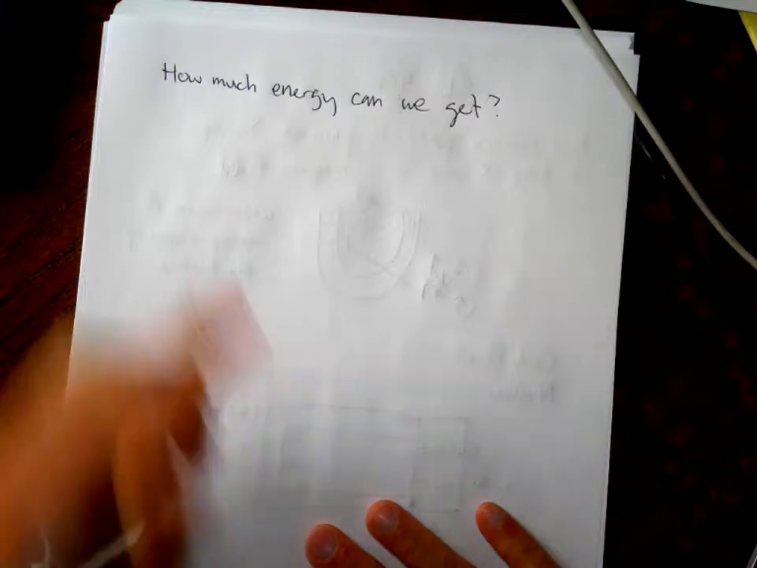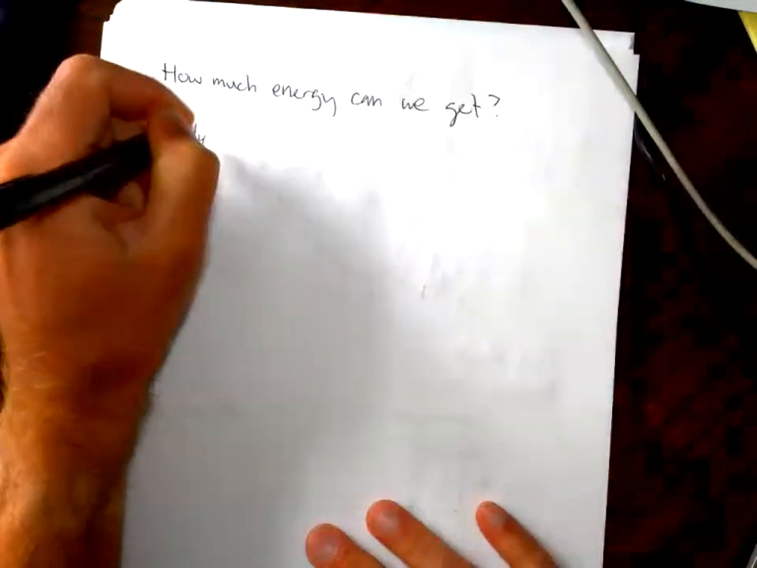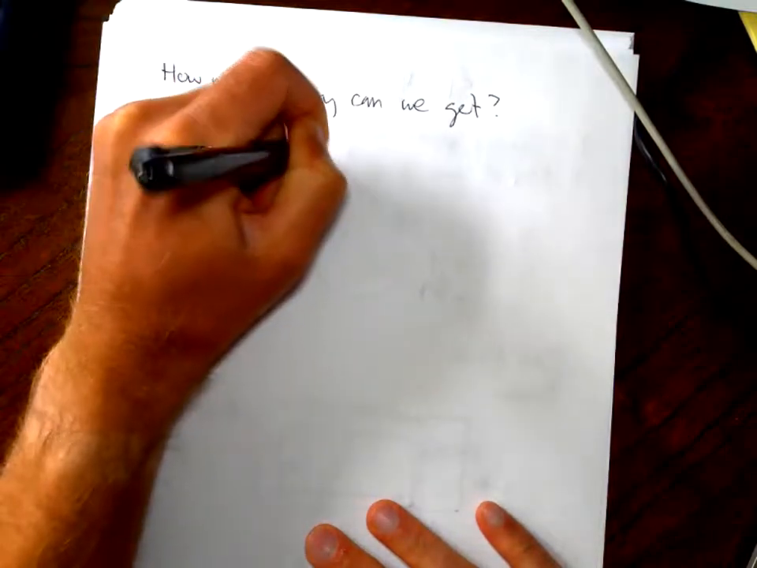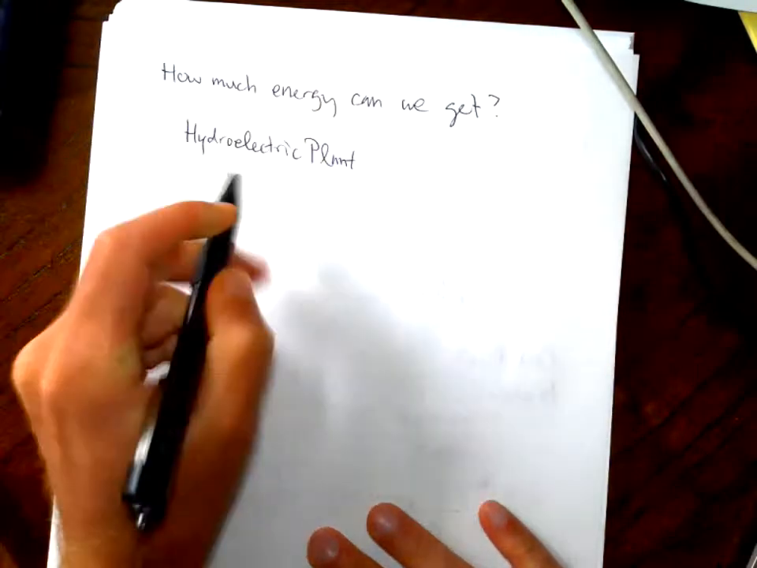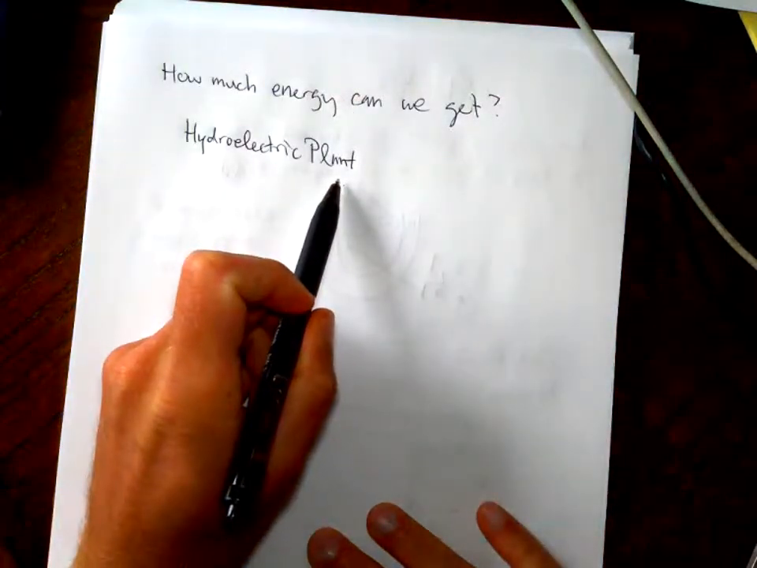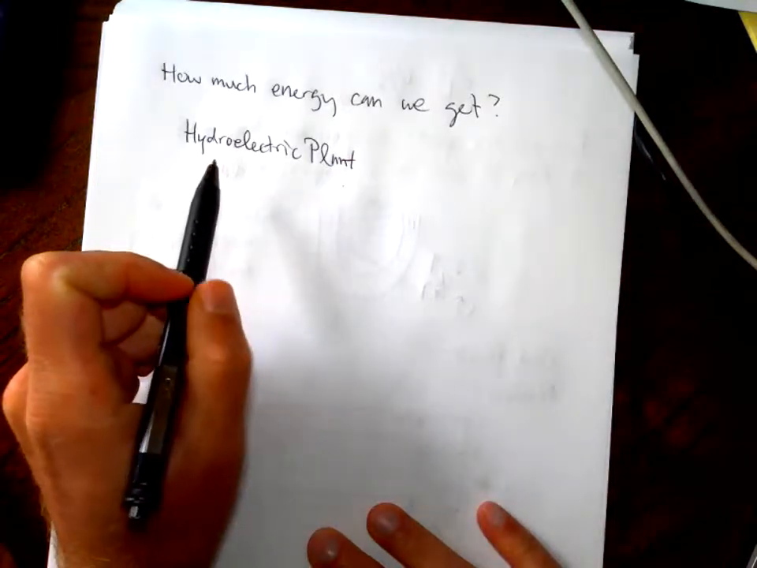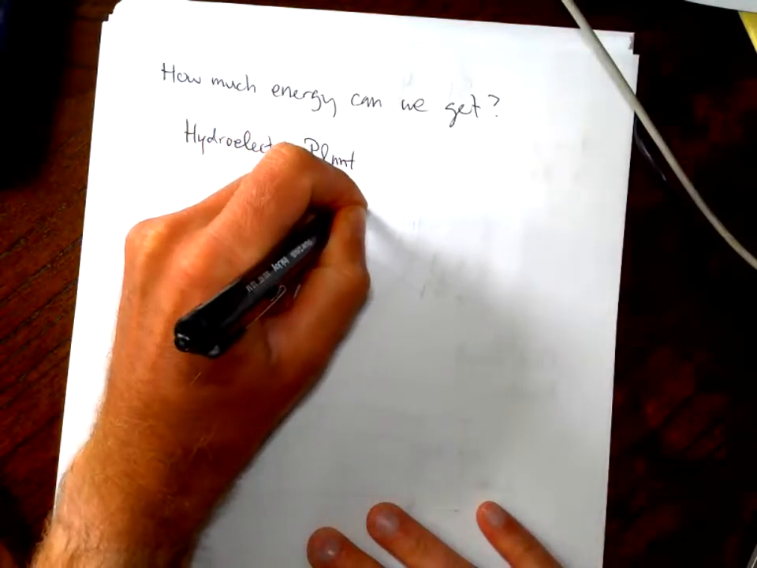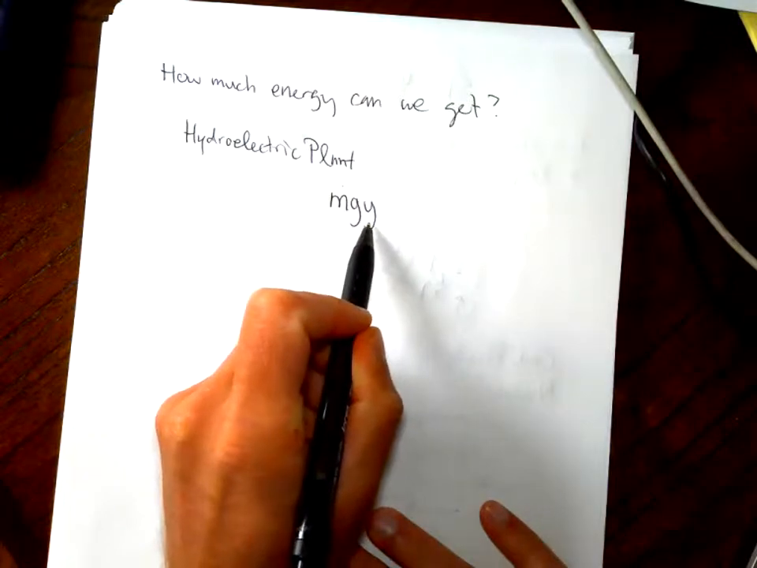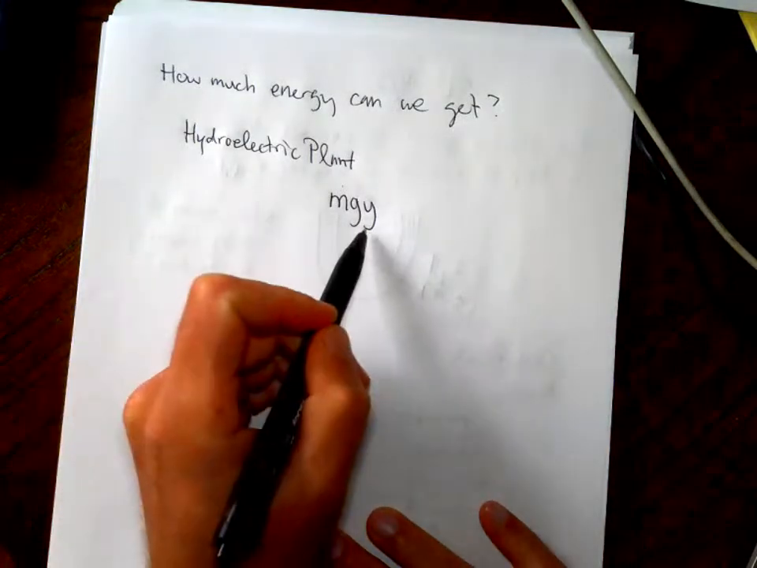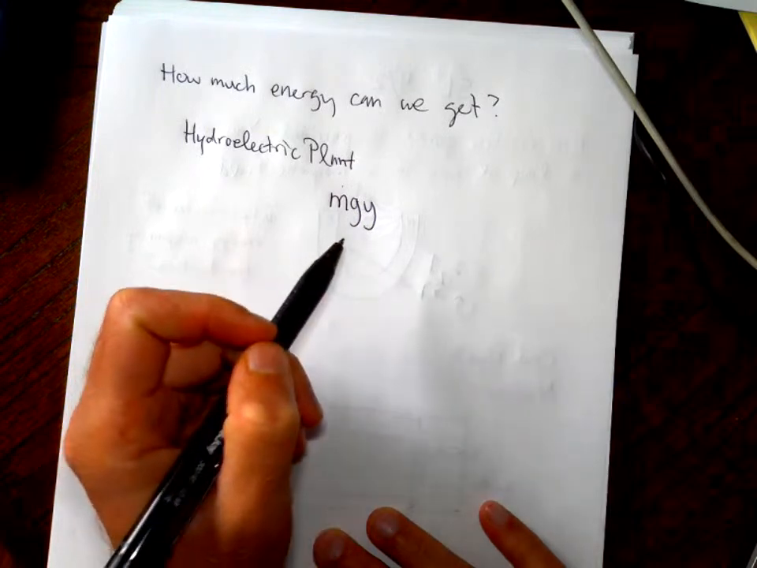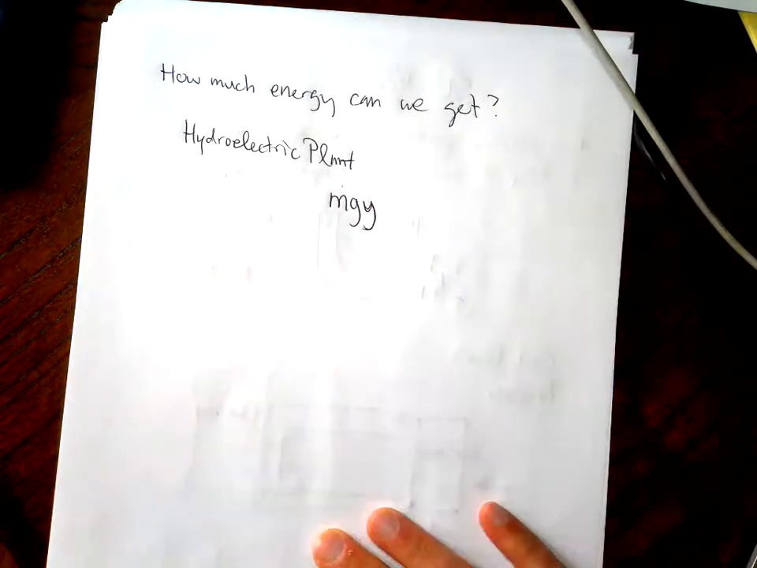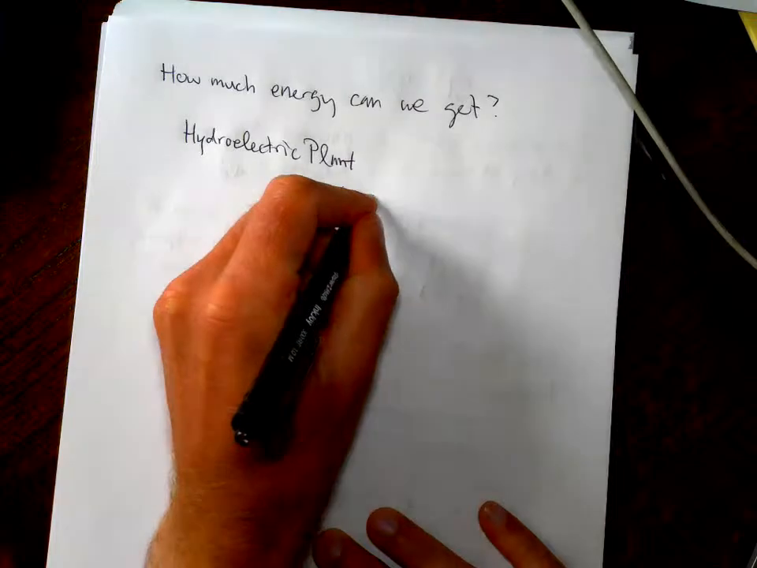Well, if we think about, for example, a hydroelectric plant, the total amount of energy that we can get is coming from gravitational potential energy, right? And that's just mgy. But if you have a bunch of water behind a dam, the y value isn't the maximum height of the dam. It's actually the average height of the water in the dam.